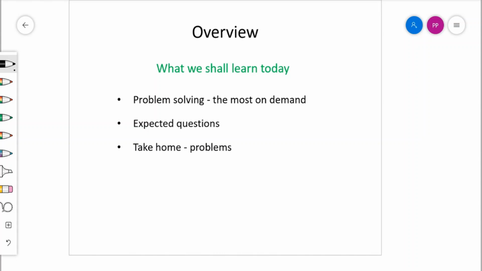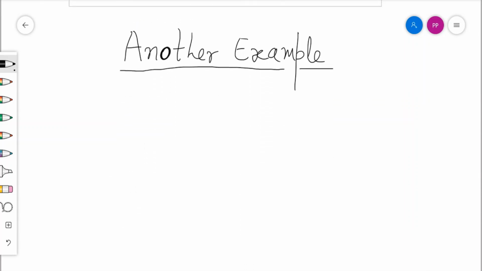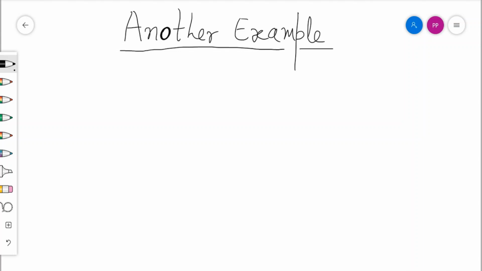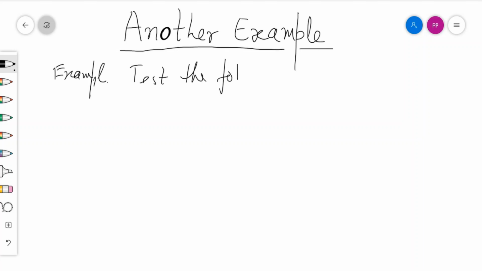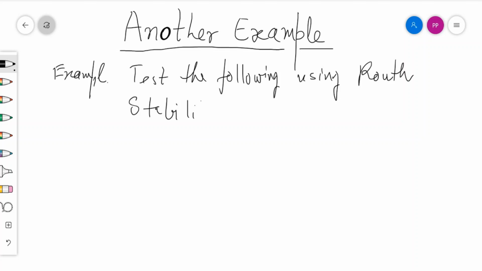Then we will consider few more situations in which you need to take special care to solve the problem, and you shall get certain problems to solve as homework. So we start with the next case. Let us quote the example as a problem. Test the following using Routh Stability Criterion.